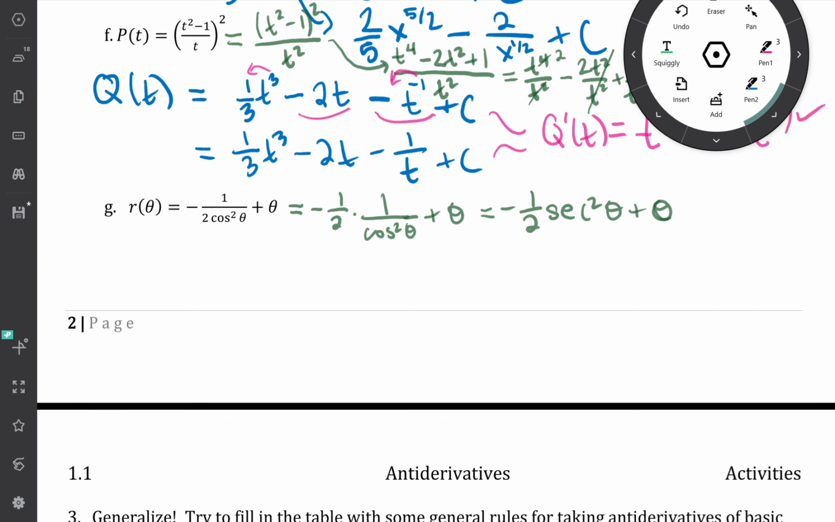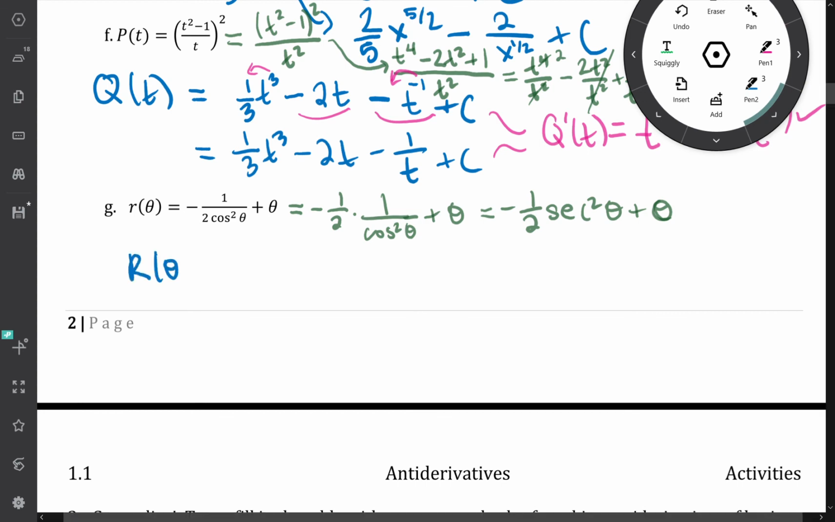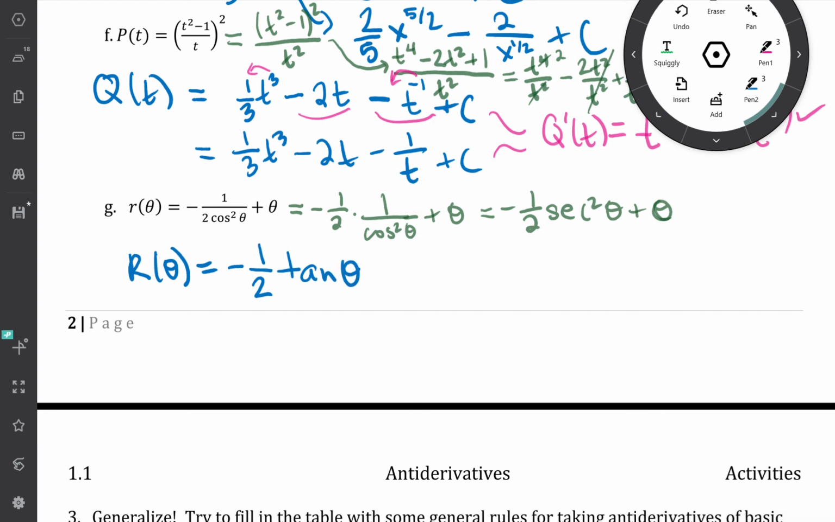So if I'm looking at this thing, I'm going to say big R of theta. So the antiderivative of -1/2 secant squared theta is going to be -1/2, which just stays exactly the same, times a tangent theta. And you just have to remember this. We're reversing our basic derivative shortcuts. So in Calc 1, you should have been shown that the derivative of tangent is secant squared, and exactly why that's true as well. So now we're just remembering that and using it to find antiderivatives.